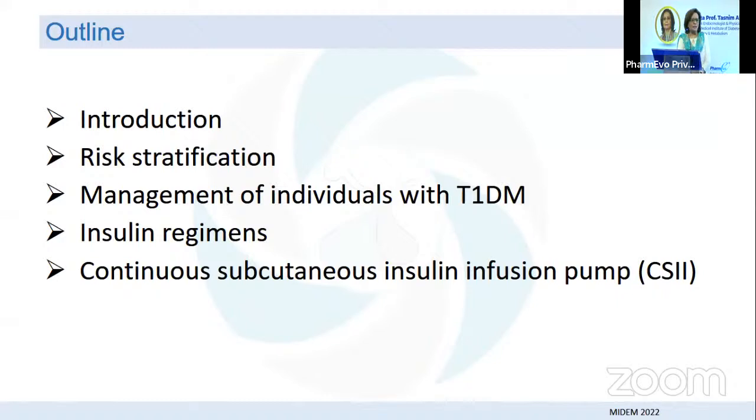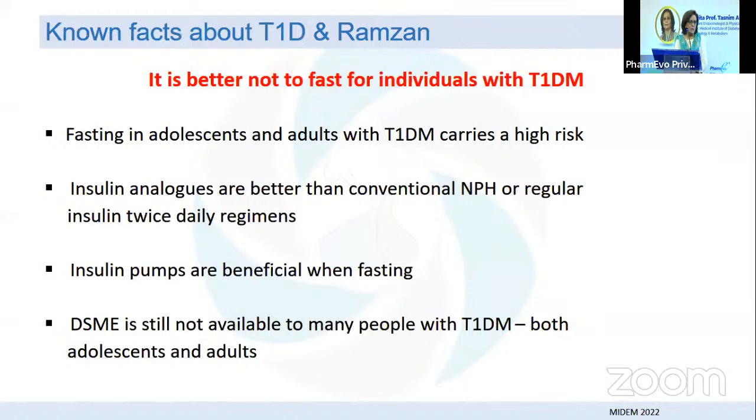So for all individuals with type 1 diabetes, it is better not to fast. That is the advice as doctors that we're going to give, because it carries a high risk. If you look at the score, people with type 1 diabetes go above 6 on just two or three things. So that's your standard advice to anyone with type 1 diabetes.